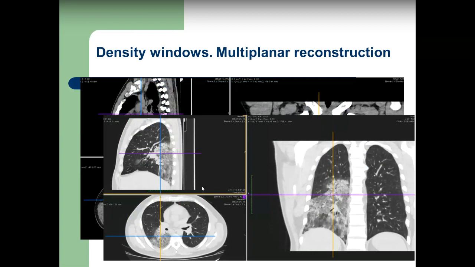And these are two main electronic windows, density windows, pulmonary and mediastinal. And the third basic electronic window is the bone window. It's used for analyzing bone structures.